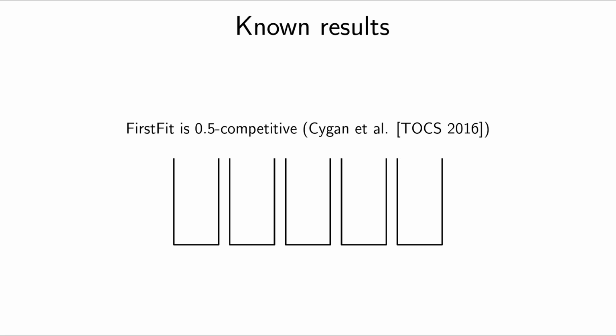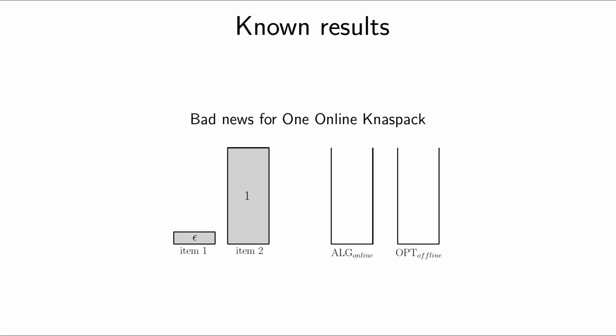Prior to this work, the best known algorithm was the half-competitive first-fit algorithm. The half-competitiveness means that the algorithm accepts at least half as much as the optimal offline algorithm. The analysis of first fit holds as long as there are at least 2 knapsacks. The other known result concerns the case of one knapsack. In such a scenario, no algorithm is competitive.